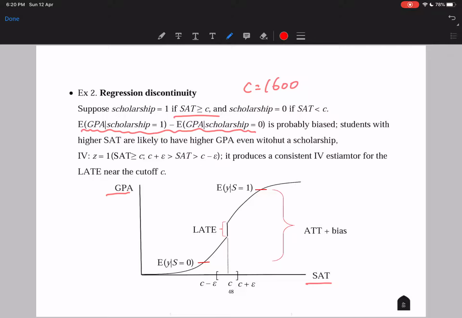And intuitively, that's very straightforward, right? Students with higher SAT scores are likely to have higher GPA even without a scholarship, right? Students with higher SAT are likely to have better academic ability, so of course they are going to have a higher GPA even if they don't have a scholarship. Okay.